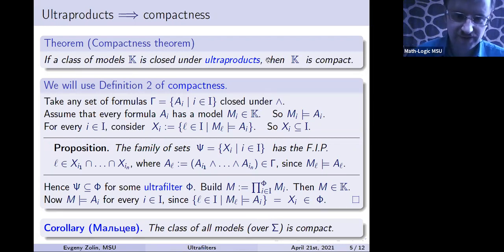But here we have even more, not only for all models, but for any other classes that are closed under ultraproducts. So here we have more.